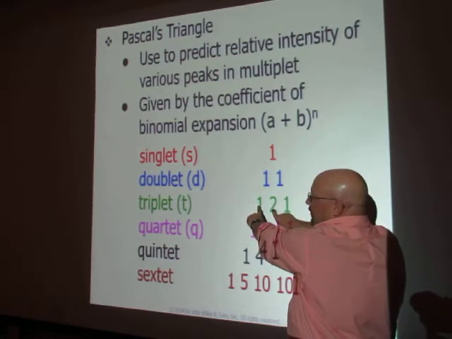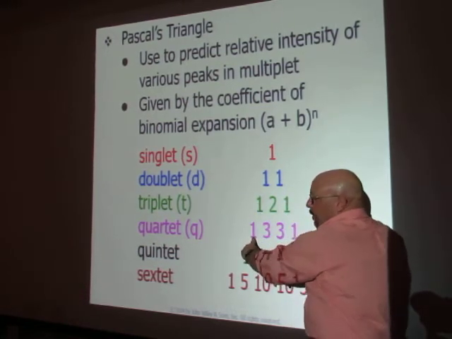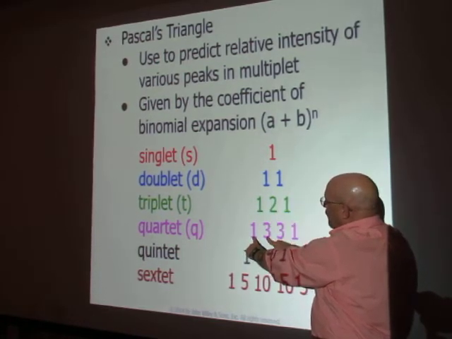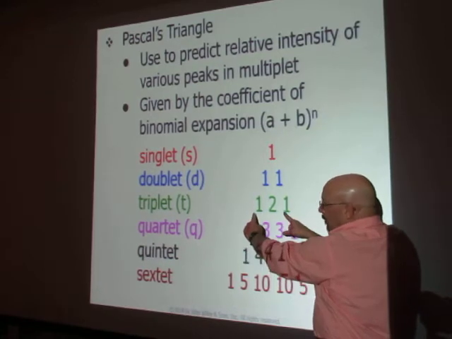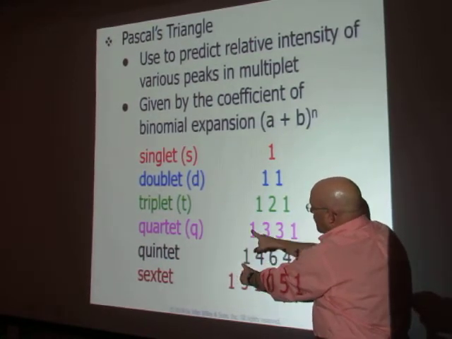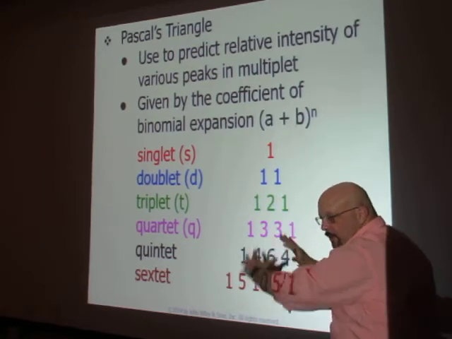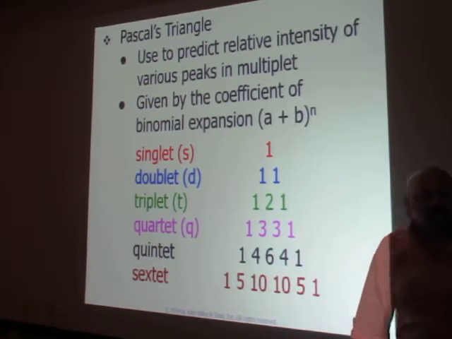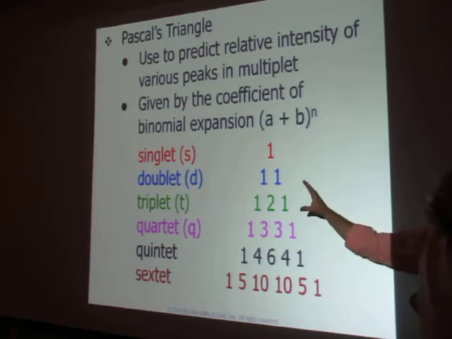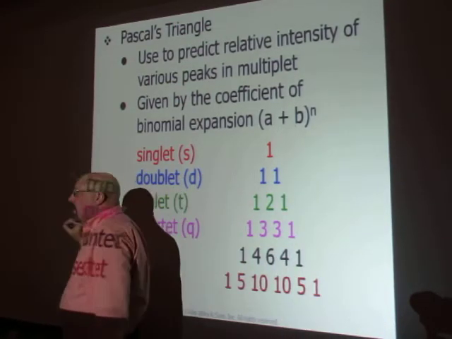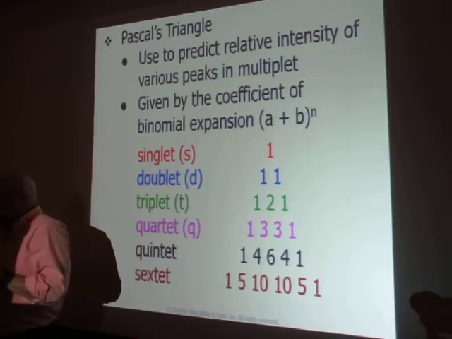So 1 plus 1 makes 2. Bring the ones down on the diagonal, add what's above it. 1 and 2 makes 3, 2 and 1 makes 3. Bring the ones on the diagonal, add what's above. 1 and 3 makes 4, 3 and 3 makes 6, 3 and 1 makes 4. And you can keep building your Pascal's triangle. Now, what Pascal's triangle gives us is the relative intensities of that splitting.